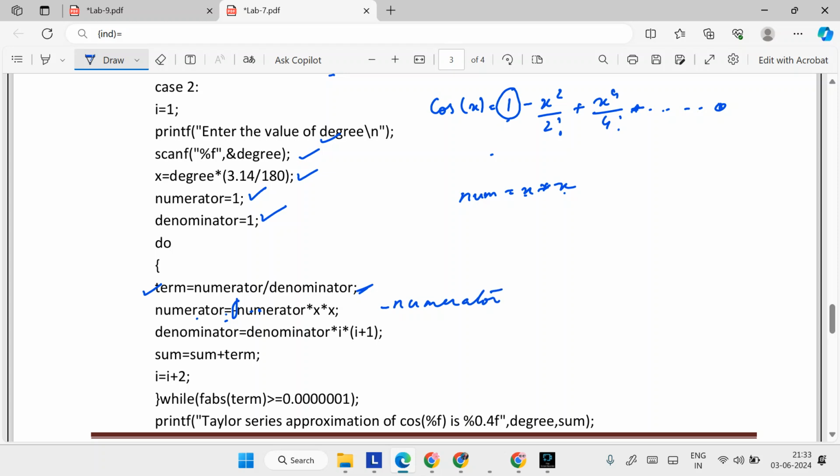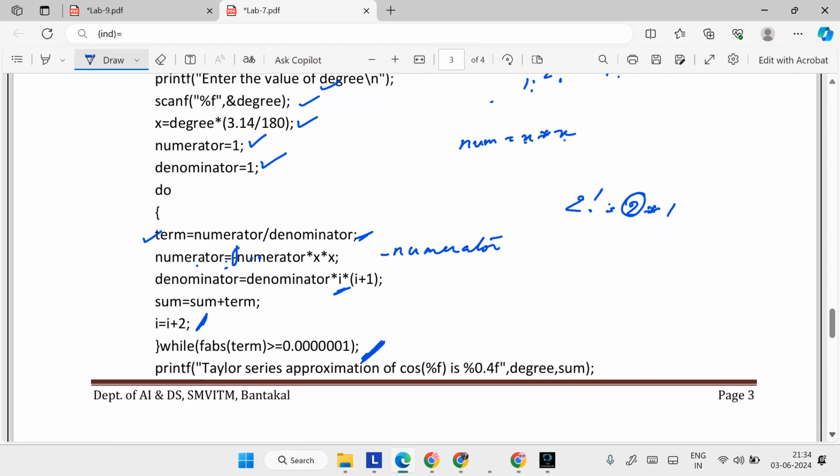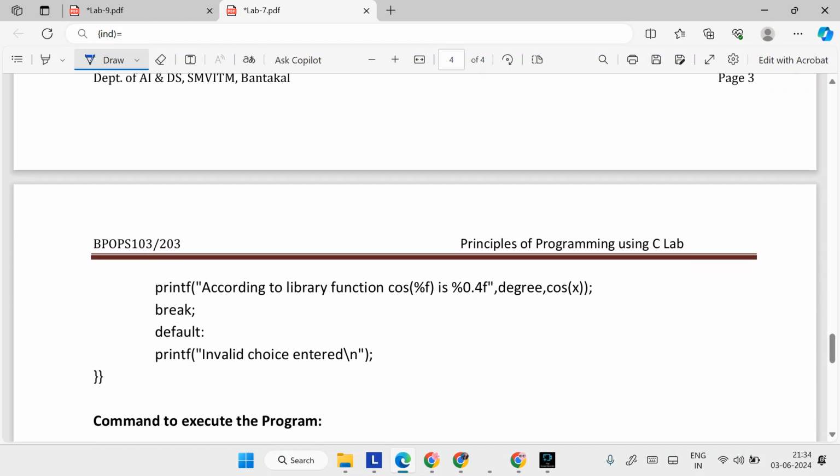And here also it will be the same thing. If I have to find 2 factorial, first one was 1. Now with the help of that, it is 2, then it is 2 times 1. So this has to be initialized, that we have done over here. And every time the value is increasing by 2. It will go on till the value reaches 0. Then you display the values. If the user inputs any other number, it should say that an invalid choice is entered.